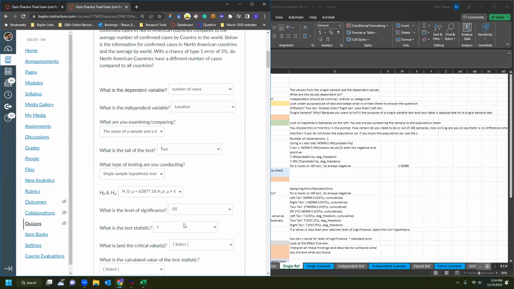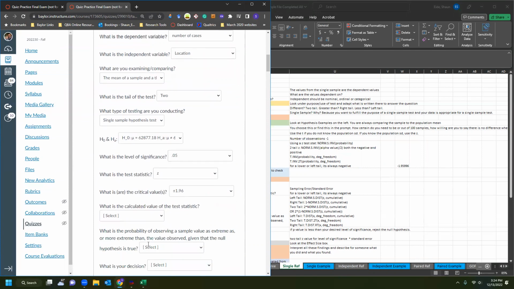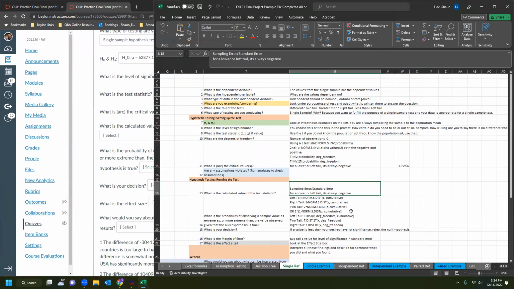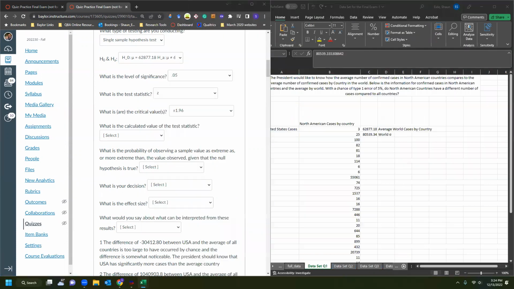And so we've got this right here. What is the critical values? Plus or minus 1.96. Okay. What is the calculated value of the test statistic? So the calculated value of the test statistic, let's take a look at this. Well, in order to do this, we need to get the sampling error and the standard error. Okay, so let's do this.